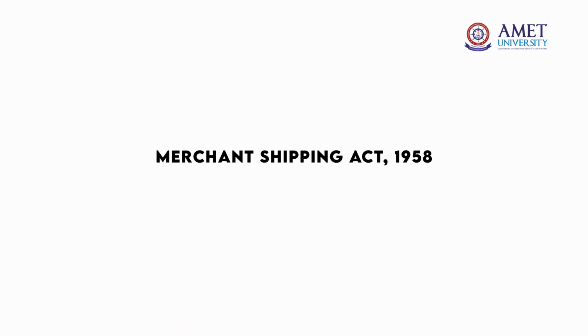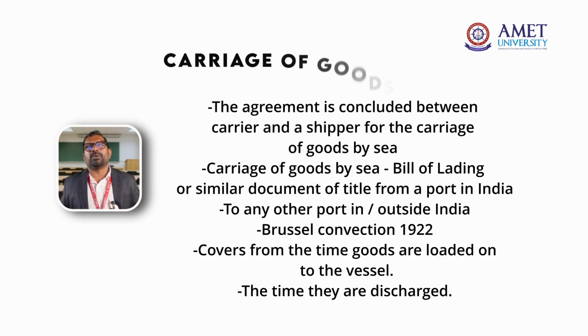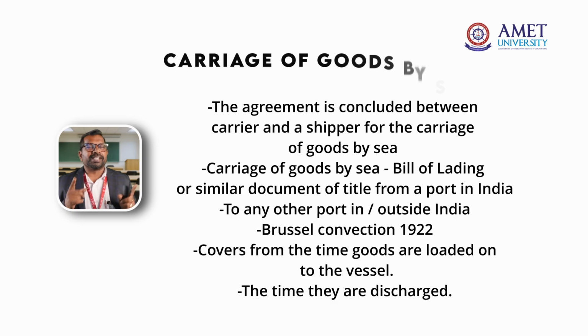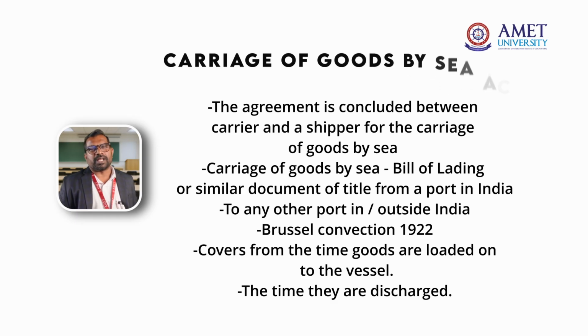Again and again when we discuss the various statutes, the first is the Merchant Shipping Act 1958, another is the POGSA Act 1925, and the third is the Indian Bill of Lading Act 1856. What is the meaning of POGSA 1925? The agreement is concluded between two parties. One is the carrier, the person who takes the goods from one place to another, and a shipper, for carriage of goods by sea.